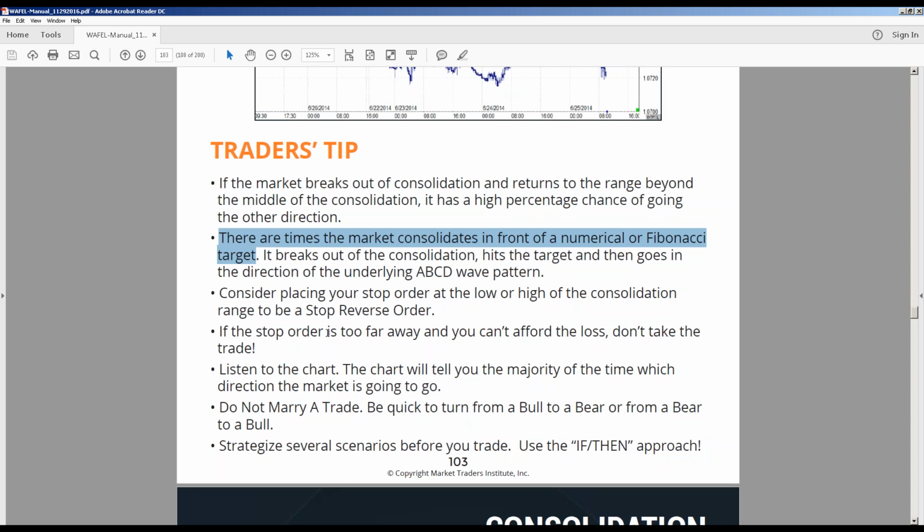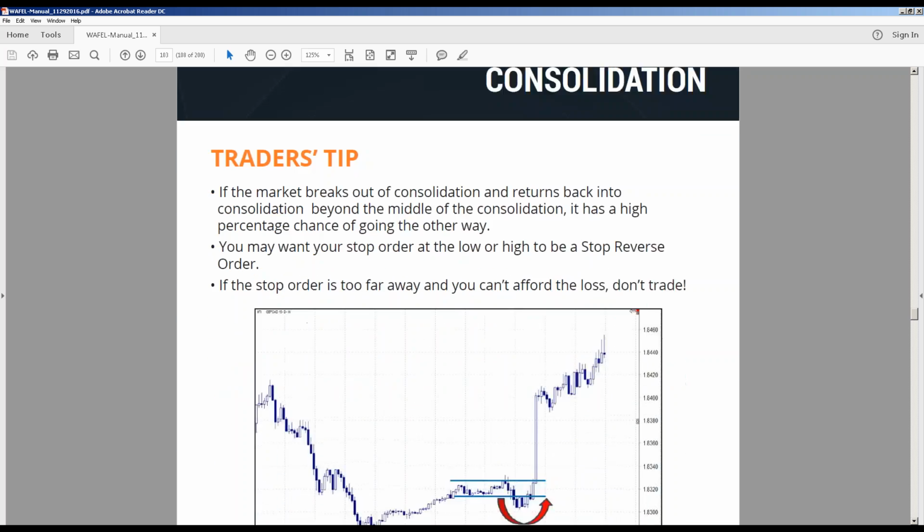Listen to the chart. The chart will tell you the majority of the time which direction the market is going to go. Do not marry a trade. Be quick to turn from a bull to a bear or from a bear to a bull. Strategize several scenarios before you trade. Use the if-then approach.